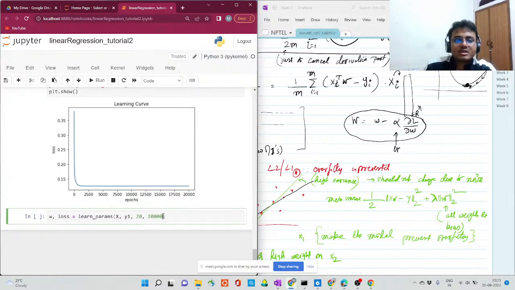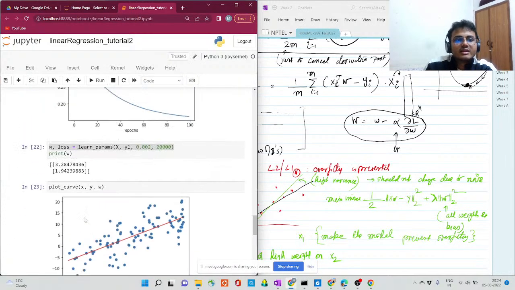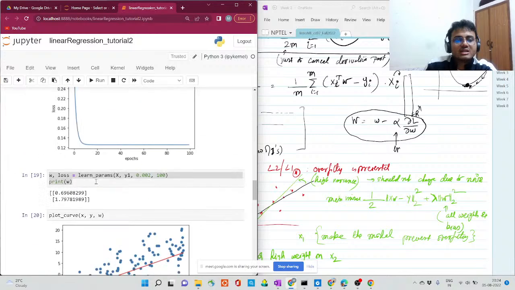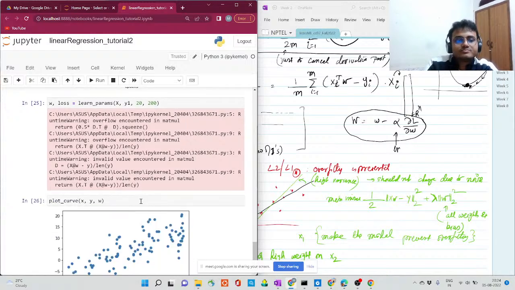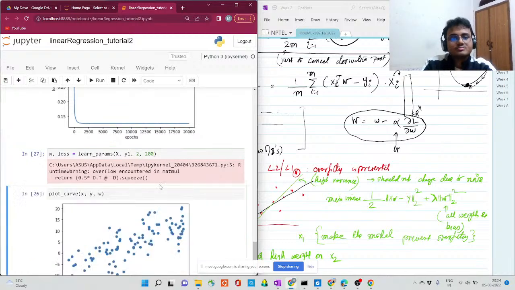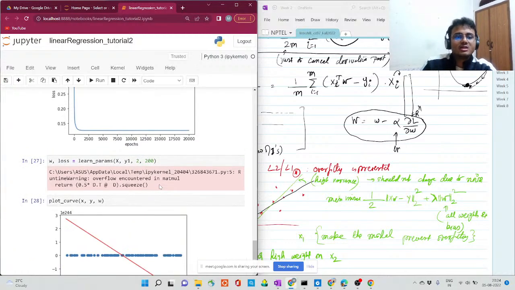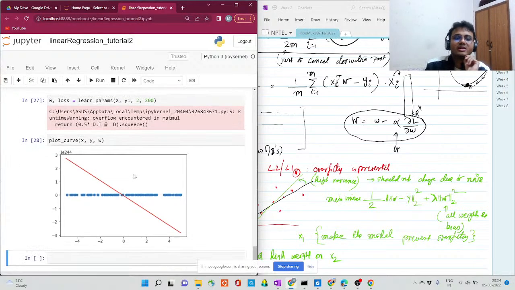Say 20 is your learning rate, and 200 times you are doing this, and then see, you have diverged to infinity. I don't think you'll learn anything here. So you haven't learned, you have diverged to infinity. So the learning rate is very crucial. Even with a learning rate of 2, you are not learning anything.